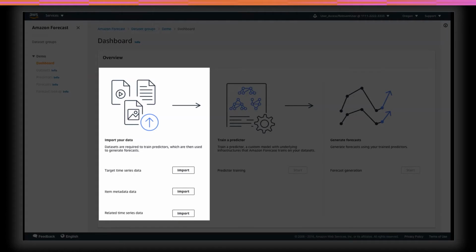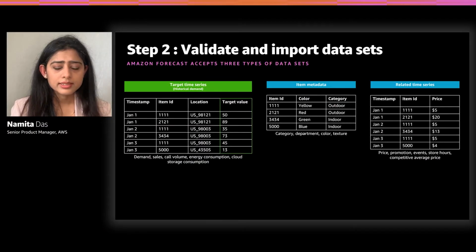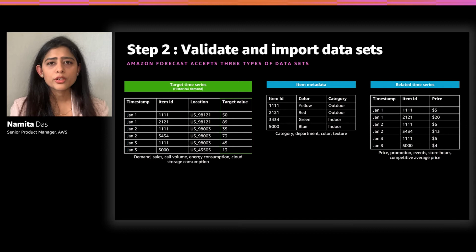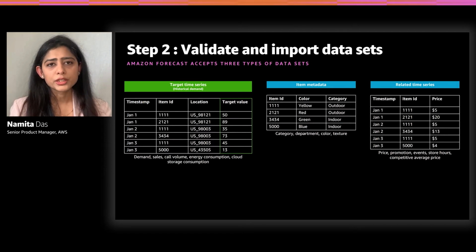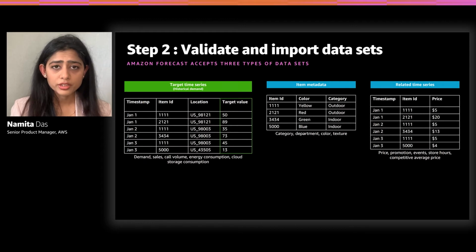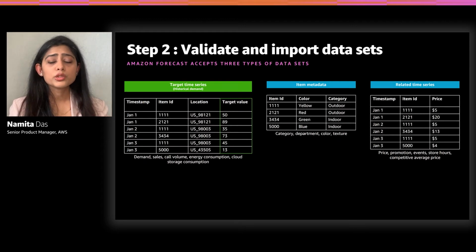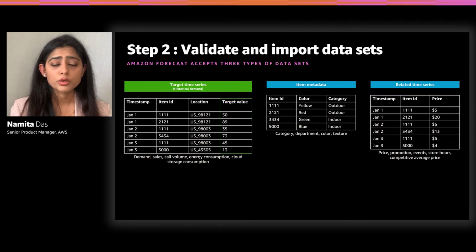And once you have aggregated, collated your data, you will upload it to your S3 bucket into 3 distinct files. The target time series is the mandatory data file, and this is where your historic demand is stored, and this is the variable that you are predicting into the future. A typical schema would look like timestamp, item ID, and target value. And I'm pleased to announce that today we are launching the capability for you to also add geolocation information to your data so that you can use geolocation for your different stores and create geolocation level or store level forecast.